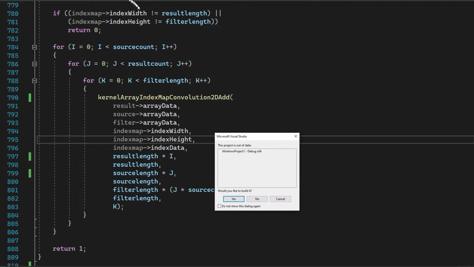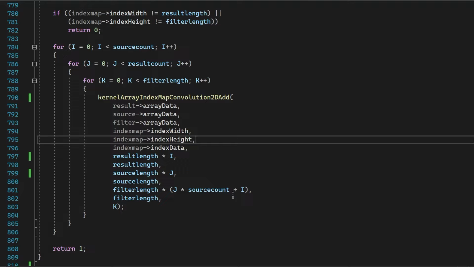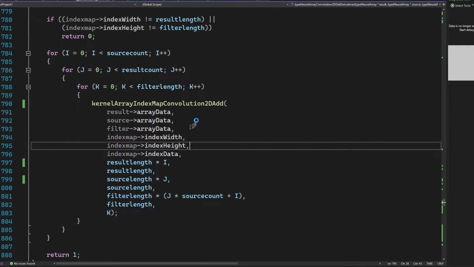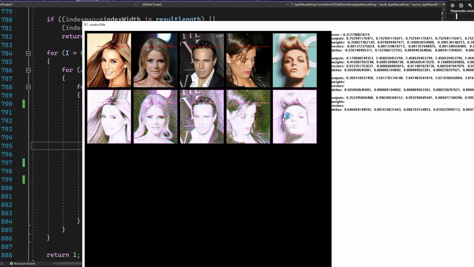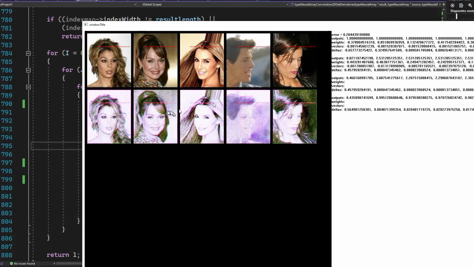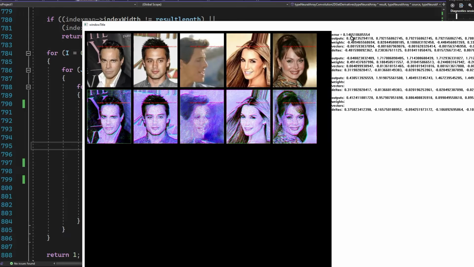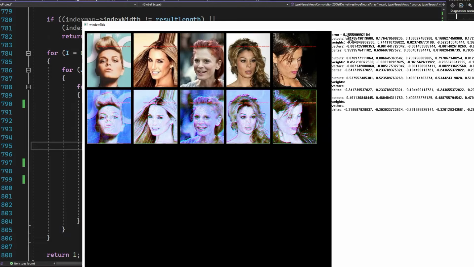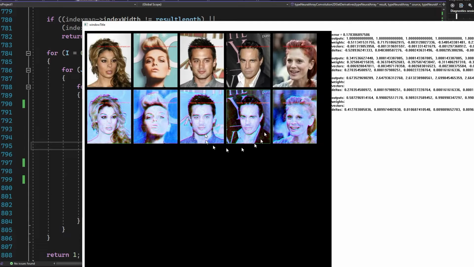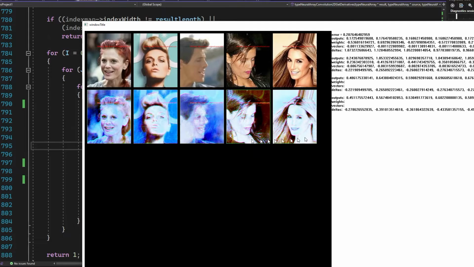It completely messed everything up. Would you like to rebuild? Yes. I thought it was working, but it turns out it wasn't working very well at all. See right here, it seems to be learning. It seems to be changing. The error seems to be going down, but eventually it messes up. It seems to be working, but it's really not.